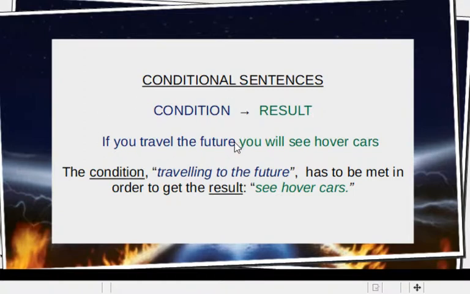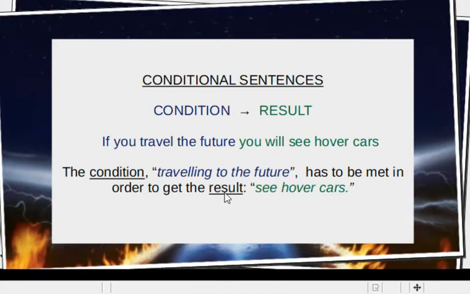The condition can go at the beginning or at the end of the sentence, so the order can be changed. We can start with the condition and then the result, or first the result and then the condition. But the most important thing in a conditional sentence is that whatever is stated in the condition has to be met, has to happen, in order for the result to also take place. If we don't get the condition met, we don't get the result.